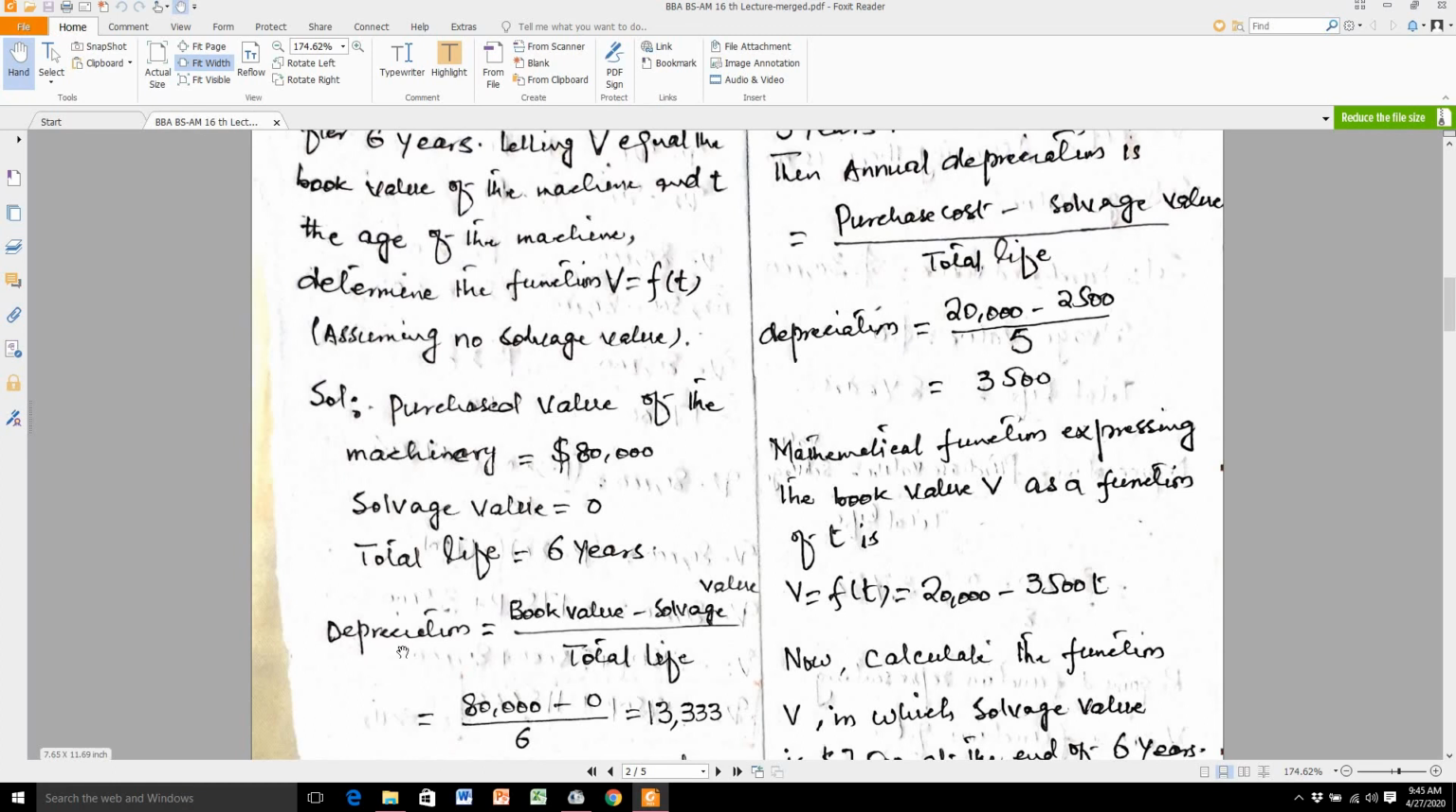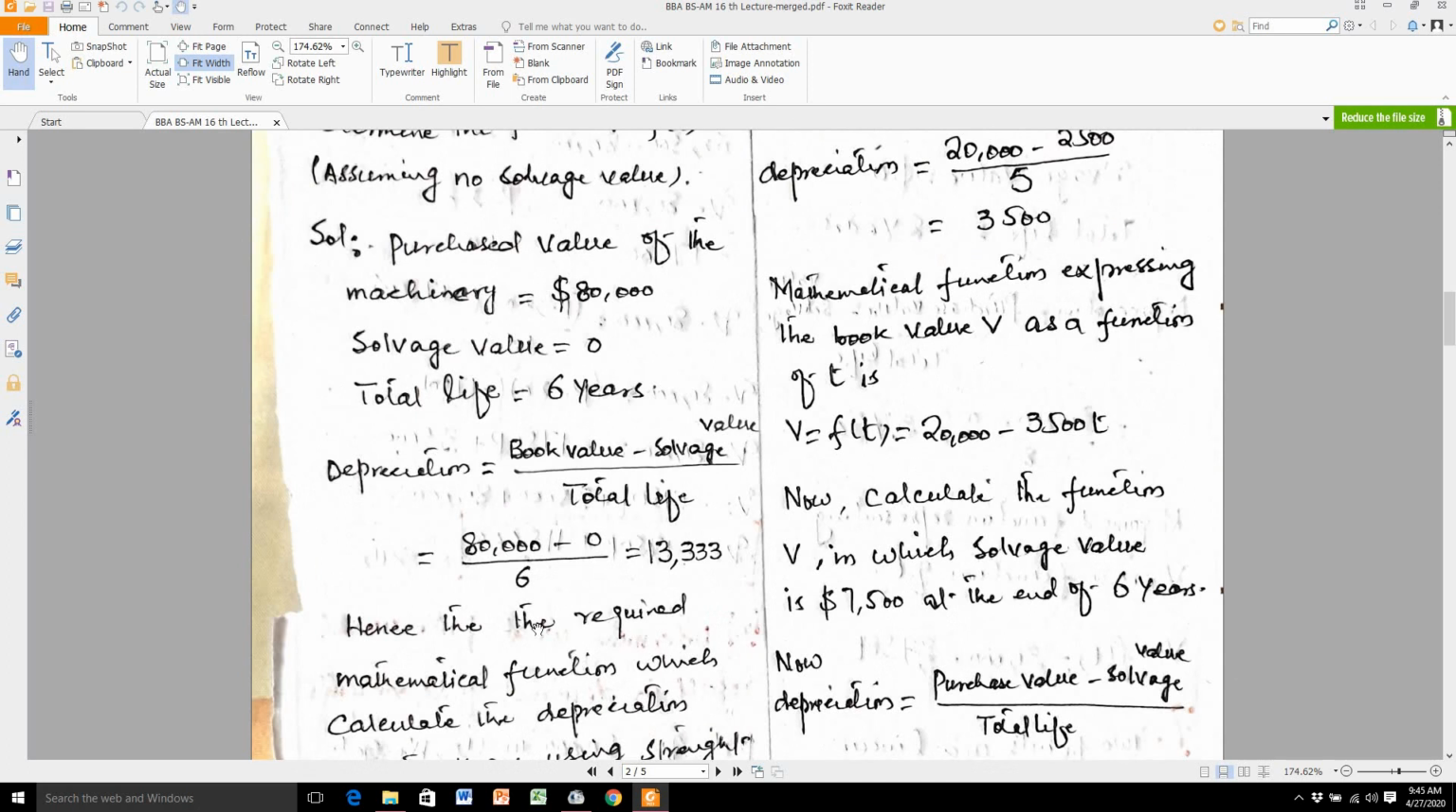So we calculate the depreciation in this way: book value minus salvage value, or scrap value, divided by the total life. This is the formula used to calculate the depreciation of any asset. Here you substitute the respective values. What is the total book value of the machinery? That is $80,000 minus salvage value zero, divided by the total life, which is 6. When you divide this, you get $13,333. This is the value by which this machinery depreciates every year at a constant rate.